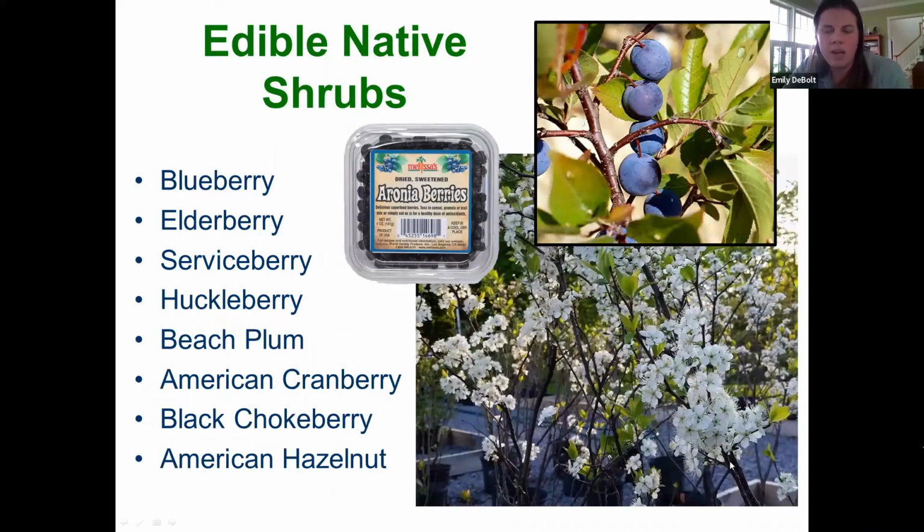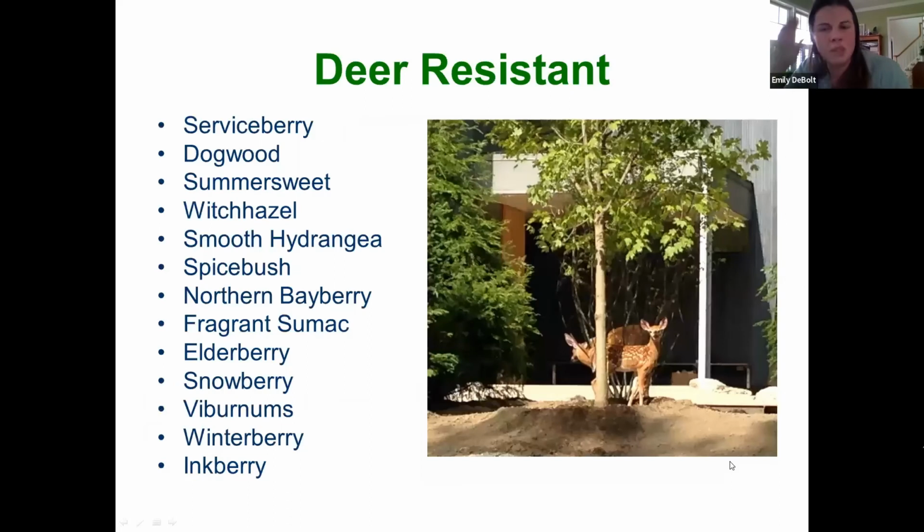I mean, there are really native plants for pretty much anything. There's a lot of native edible shrubs, these beach plums. This is Prunus maritima. Those are the plums up top. Those are a lot of fun. Aronia, blueberry, elderberry, the more traditional ones, lots of options.